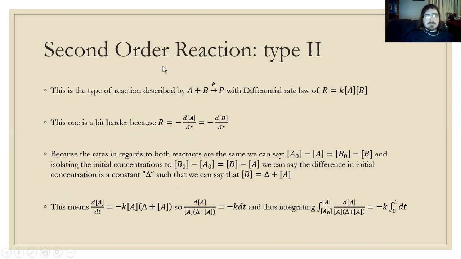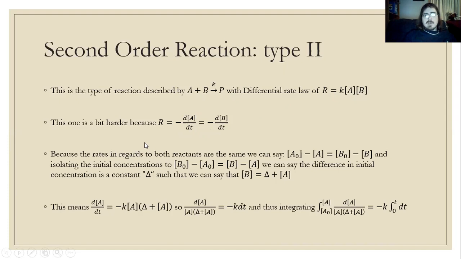Type 2, as I said, is A plus B goes to a product. Well, the differential rate law is rate equals k times A times B. Each one is individually first order, but the overall rate law is still second order. This becomes a little bit harder because the rate is equal to negative dA over dt, but it's also equal to negative dB over dt.